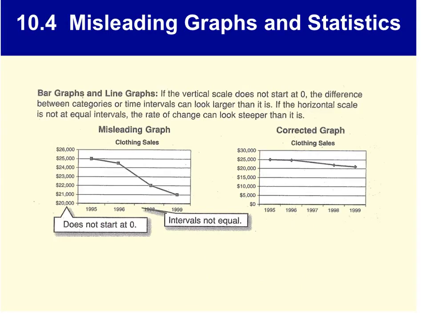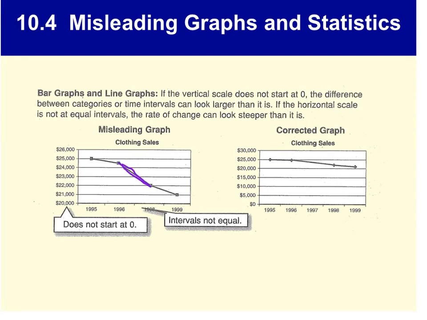All right, that takes us to 10.4, misleading graphs and statistics. Don't need you to write this down, but let's just take a look at it. Bar graphs and line graphs: if the vertical scale does not start at 0, so if you notice this starts at 20,000 where this one starts at 0, the difference between categories or time intervals can look larger than it is.